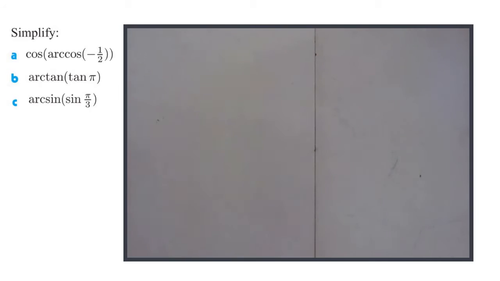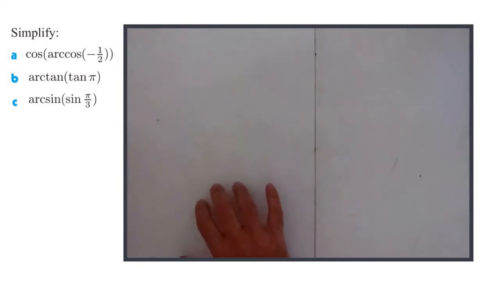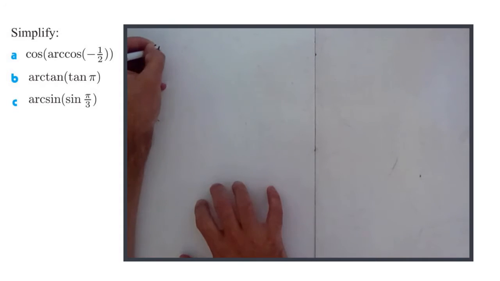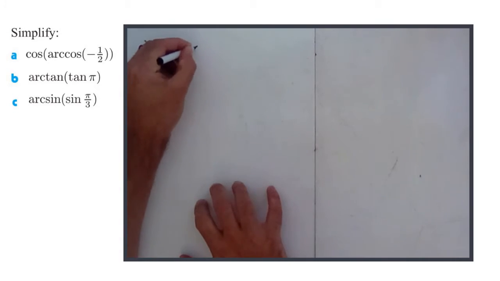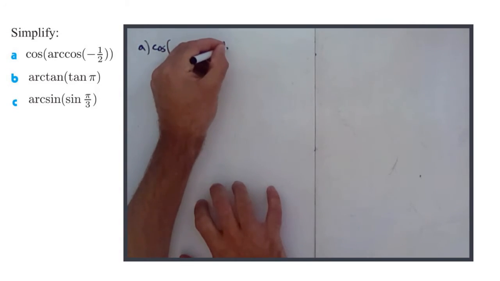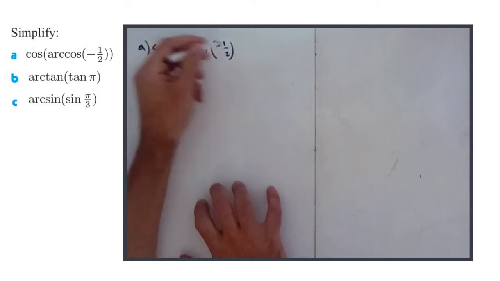So whenever you're finding cos of arc cos of something, or tan of arc tan of something, or sine of arc sine of something, there's no problem. It will just get you back to the start, because the arc cos in this case is just going to go to the angle, and then when we take cos of that angle, it's just going to go back to the value. So cos of arc cos of minus a half is just going to be minus a half.